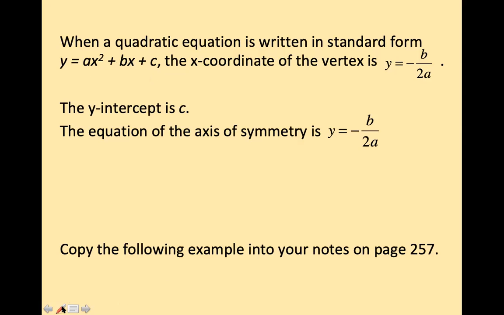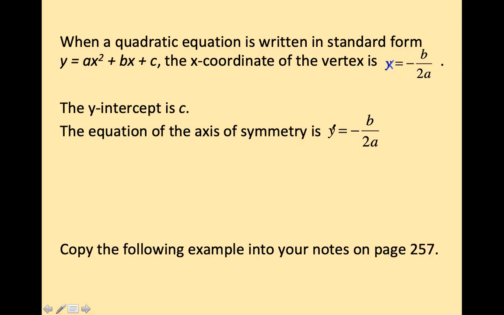All right, so I would like you to copy this example into your notes on page 257 when we get there. So hold on. It says, when a quadratic equation is in standard form, the x coordinate of the vertex is -b over 2a. All right. The y coordinate of the vertex is y equals -b over 2a. That shouldn't say y, that should say x. I have to fix that slide. All right. The x coordinate of the vertex is -b over 2a.